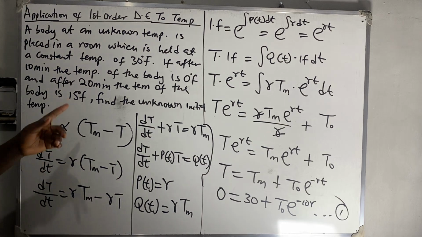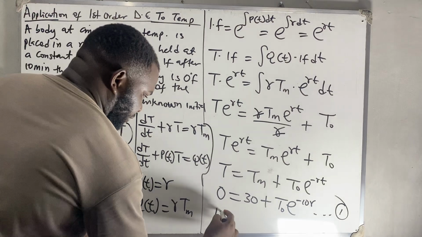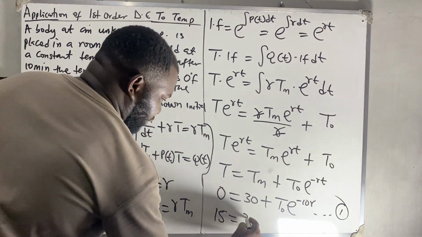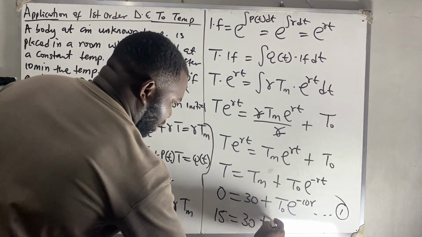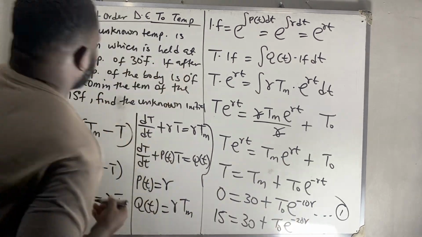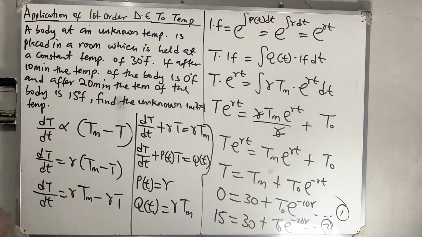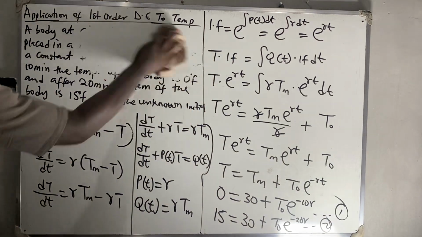Okay, so let us use the second statement. The second statement says that the temperature of the body is 15 after 20 minutes. So I have 15 is equal to the temperature of the surrounding, 30, plus T naught exponential minus 20r. Okay, so this is my equation 2. Now if I solve equation 1 and 2 simultaneously, permit me to clean this side.